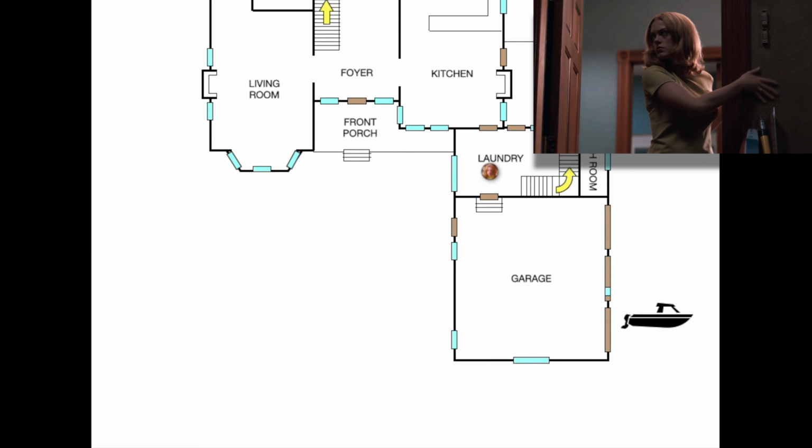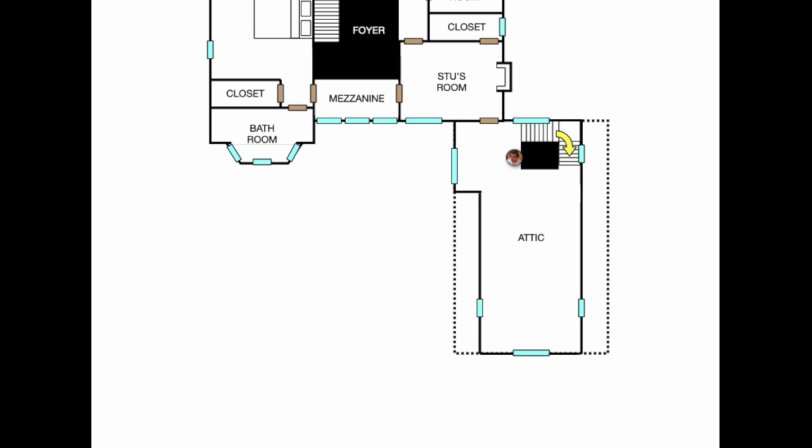Now, I think that Billy is already here. He's already at the house, and he is waiting upstairs where he would be able to see or hear if Tatum came through the laundry room downstairs, and this is where he makes his move.